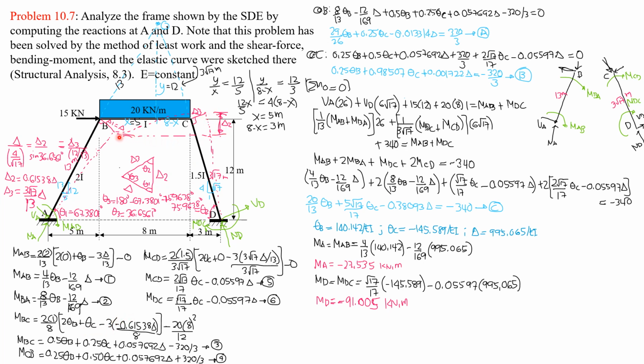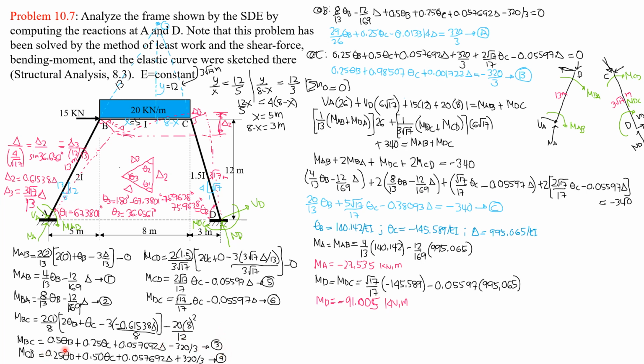Delta 2, because BC rotates counterclockwise, and in slope deflection equation, counterclockwise rotation is negative. So that's why the delta is treated negative. Delta 2 negative 0.61538 of delta divided by the length of BC, which is 8. Then minus fixed moment at B, which is negative W L square over 12. Negative 20 length square, 8 square over 12.